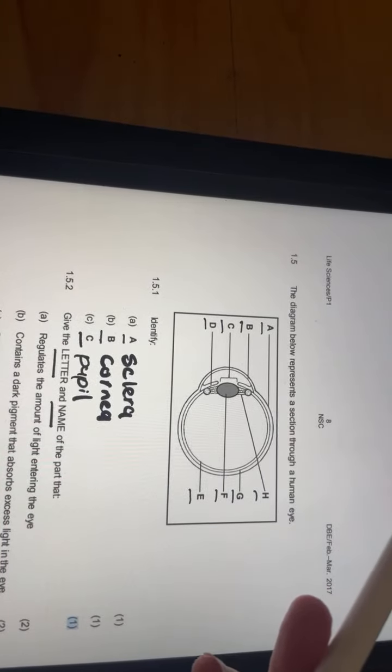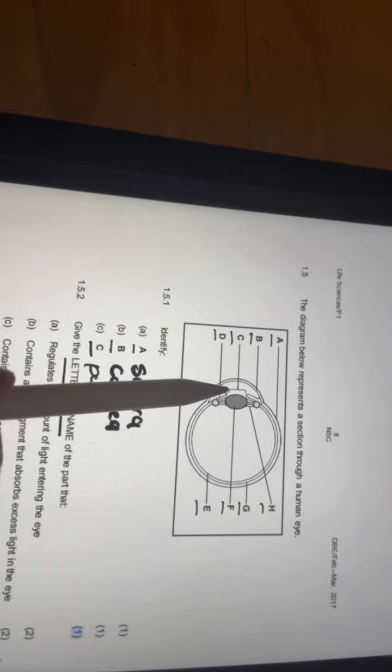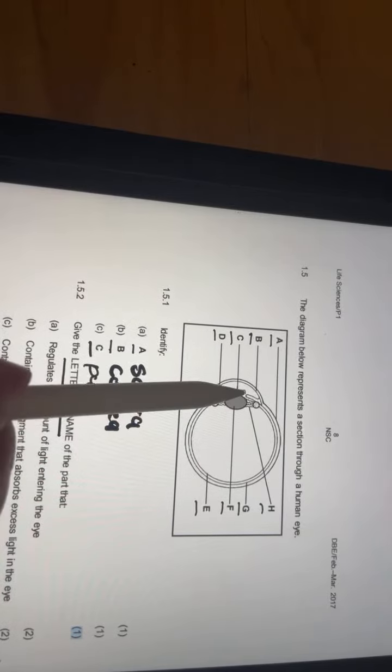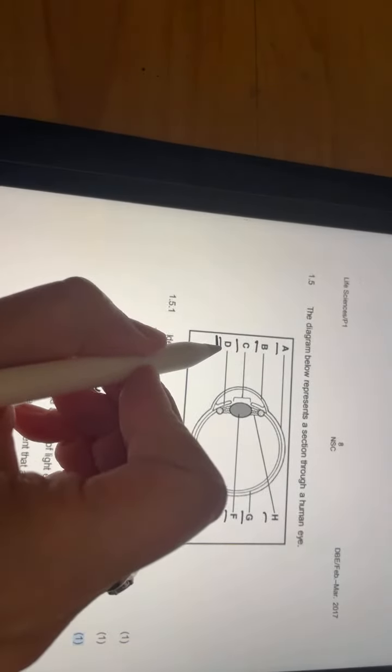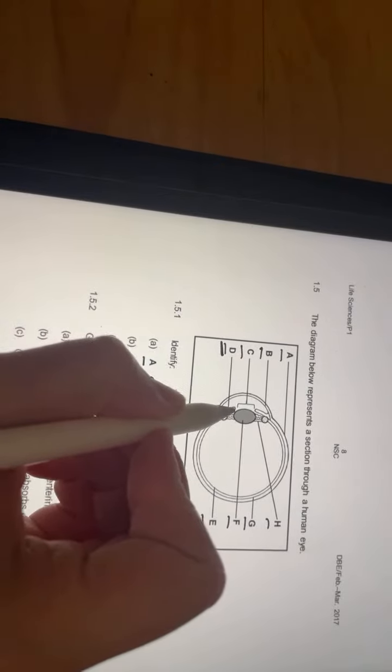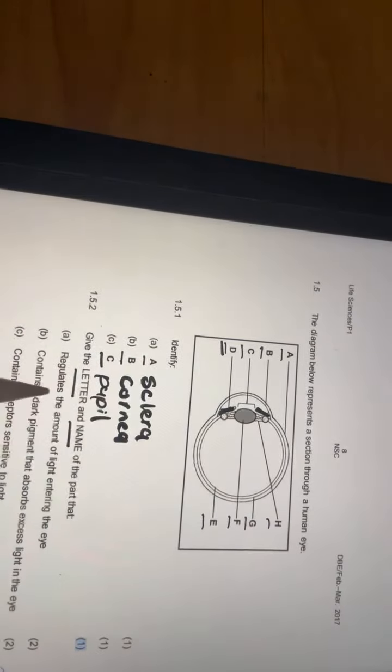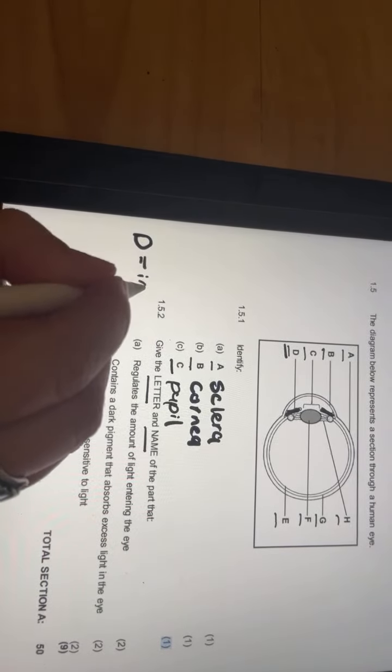Now, if you remember from just before, as we were talking about the pupillary mechanism, the iris is responsible for regulating how much light goes into the pupil, or how big the pupil is, and that then regulates how much light goes into the eye. And so, everybody, that means that the letter and name of the part that regulates the amount of light entering the eye is going to be D, okay, because look, it's pointing to the iris. Here is the iris. Here's the one side of the iris. Here's the other side of the iris. So it's going to be D, and it's going to be iris.